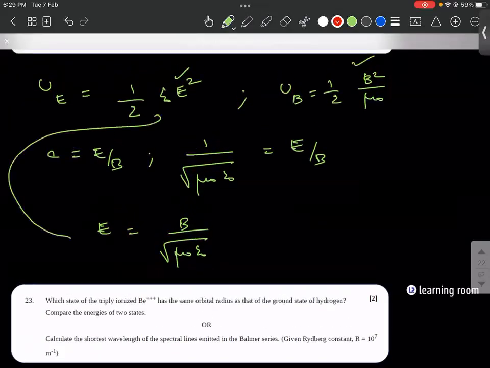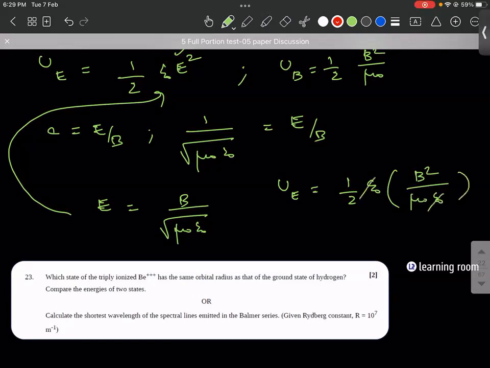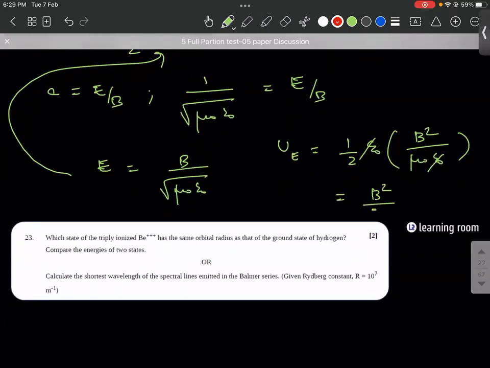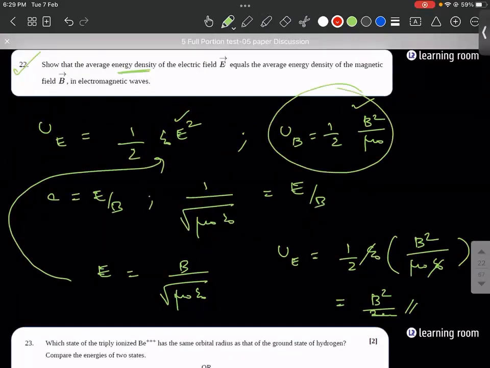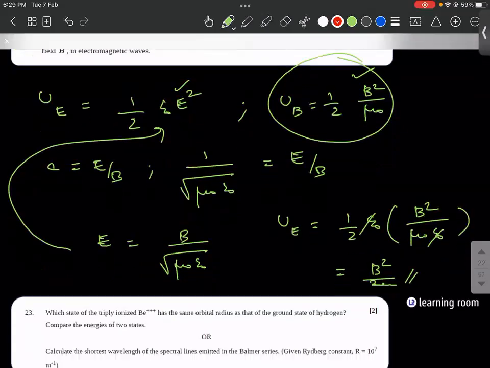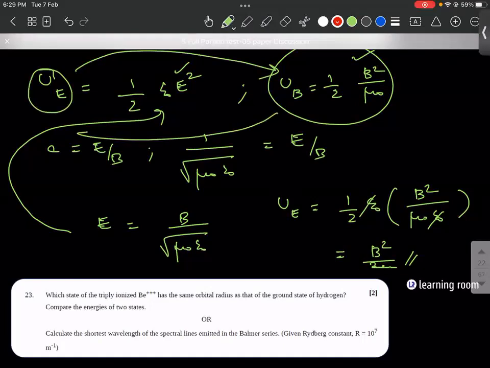So take this value and substitute it here. You will get UE is equal to half into epsilon naught into B square divided by mu naught into epsilon naught. This cancels. Answer will be B square divided by 2 times mu naught. Understood? So here also you'll have B square divided by 2 mu naught. So from the electric field, you will be able to derive magnetic field, and from the magnetic field's energy density, you will be able to derive the electric field's energy density. Clear?